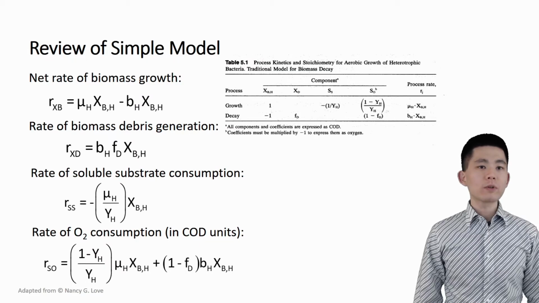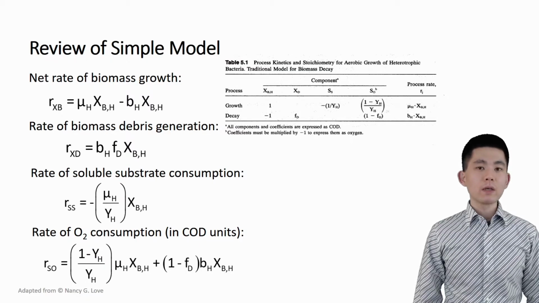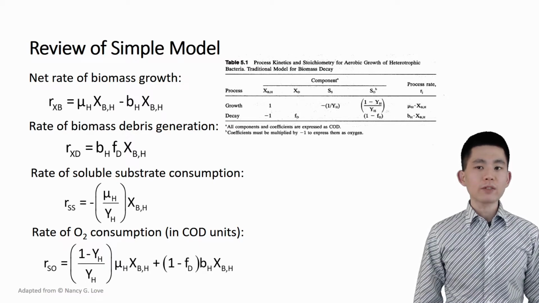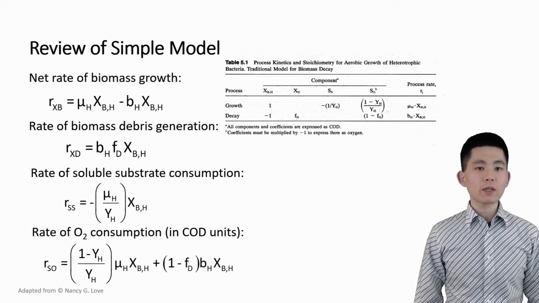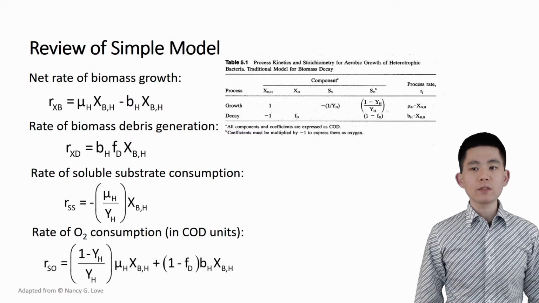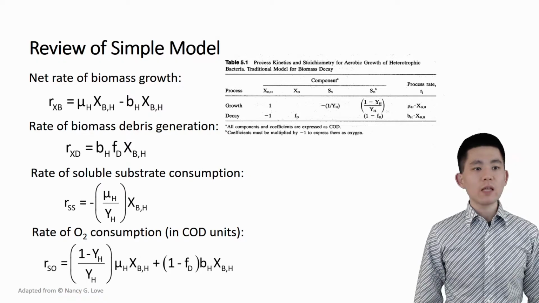From the stoichiometry and kinetic matrix, we can find the expression for reaction terms that can be used in the mass balances. From the mass balances, we can find the relationship between reactor performance, such as effluent substrate concentration or active biomass concentration, and operating conditions, such as SRT and HRT.